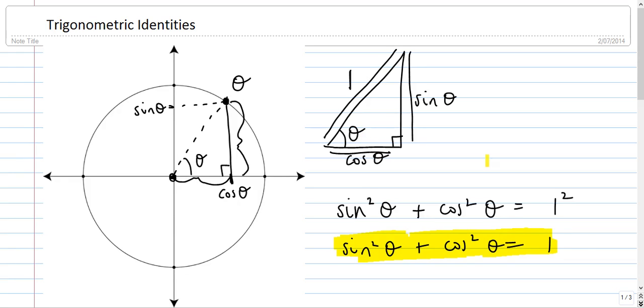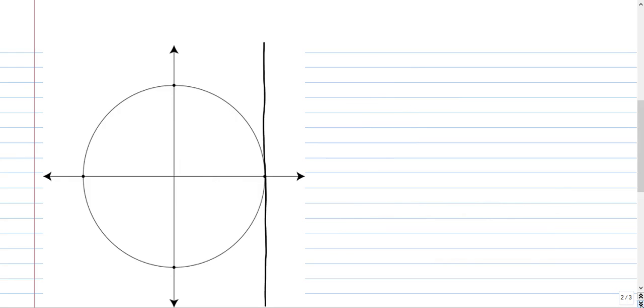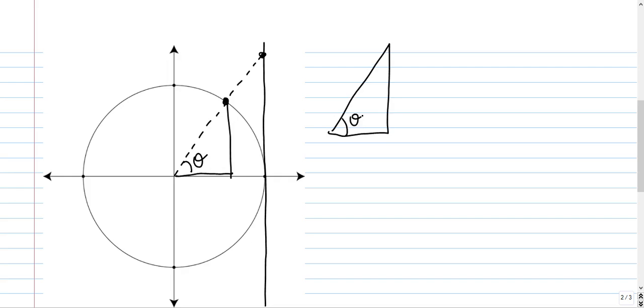That's our first identity. The second identity relates sine, cos and tan together. And again, if we consider an angle, let's say we put it here again, and we draw a line through it, and then to the tangent line, what we create is two similar triangles. This small one here that I've just drawn, so let's pull that small one out. Theta. As discussed before, this is going to be cos theta, and this is going to be sine theta, and this is going to be 1.